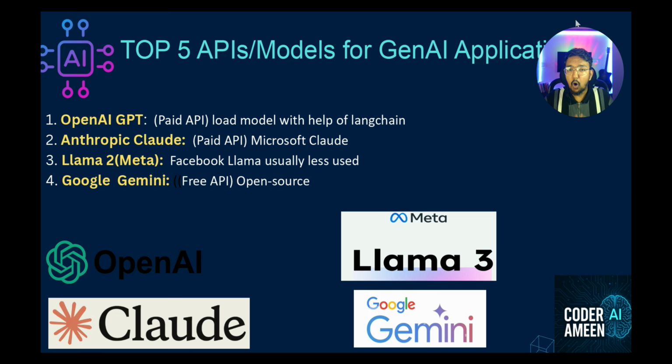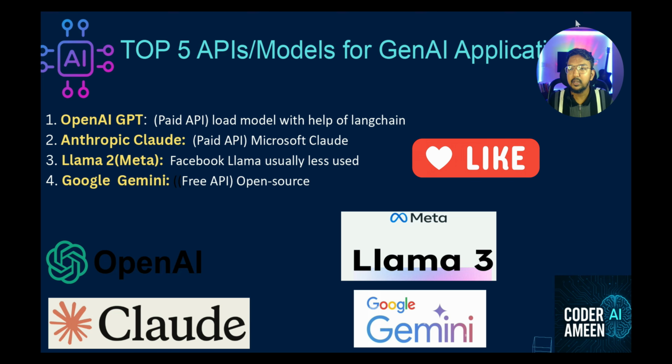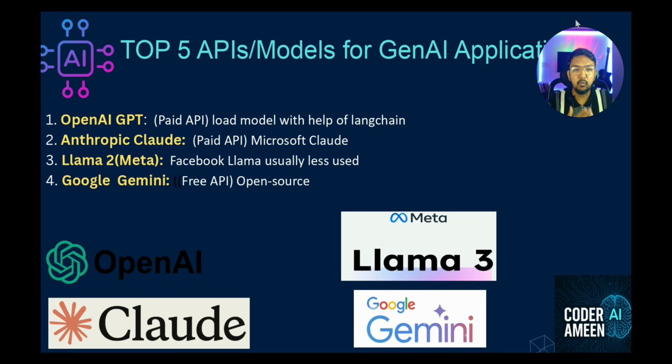Let's discuss the top APIs or models of Gen AI applications. We have four models. First, we have OpenAI GPT. This OpenAI GPT is provided by OpenAI, which is paid. We need to pay $5 in order to access this API and work with the pre-trained models. By using this, we can build our Gen AI applications by giving a prompt to the pre-trained model, and we get the response so that we can utilize it to build our applications.